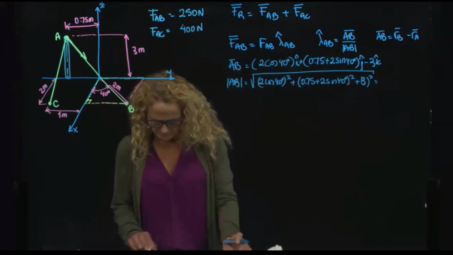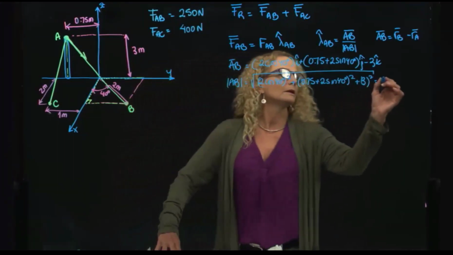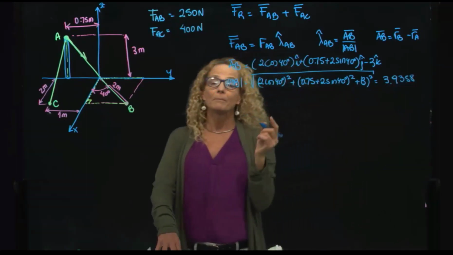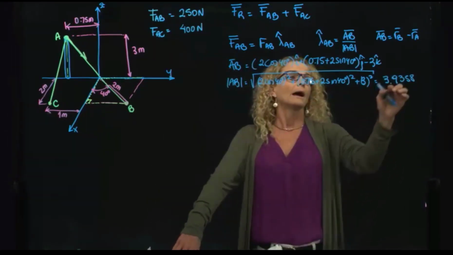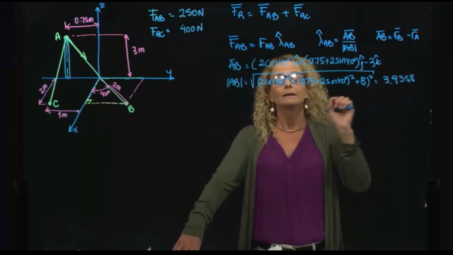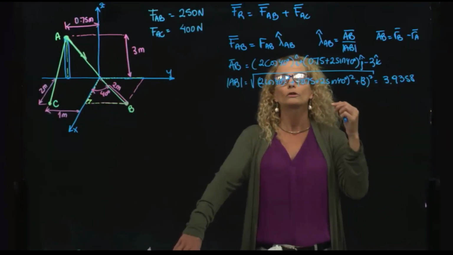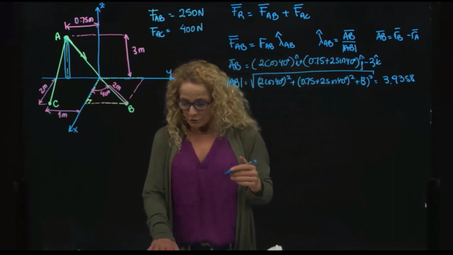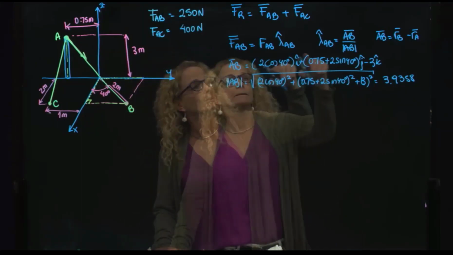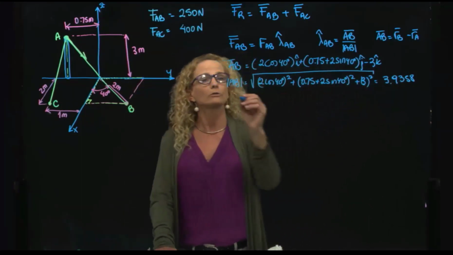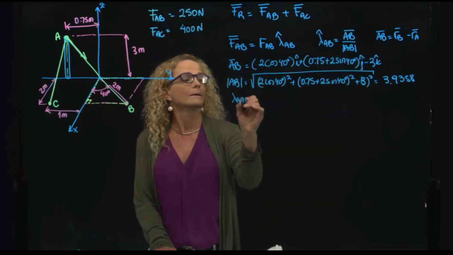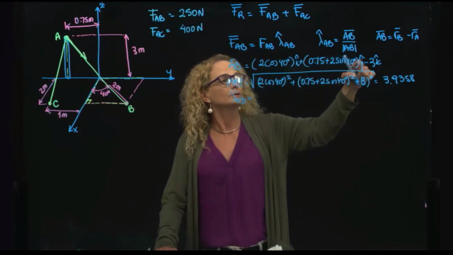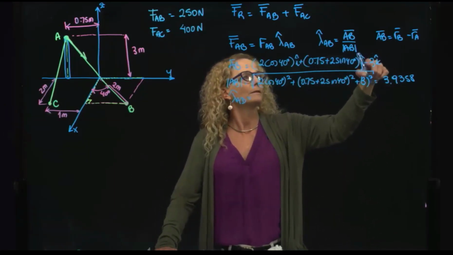Let me write them down. So that will be equal to 3.9358. Remember, you could write fewer decimals. I could write a shorter number right here, but I have to use the whole number in order not to carry rounding errors into the rest of my calculations. So finally, when I take this vector and divide it by the magnitude, I get that my unit vector will be this component divided by this, this component in J divided by this, and in K this component divided by that.